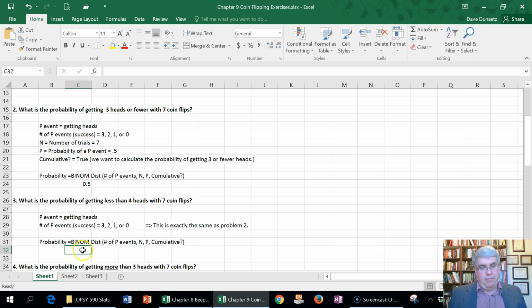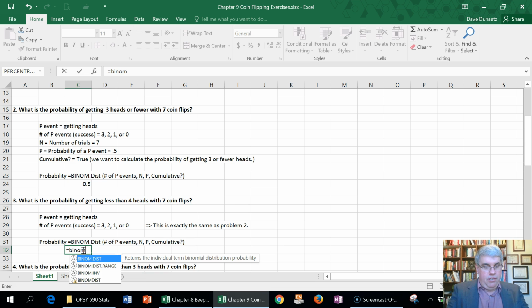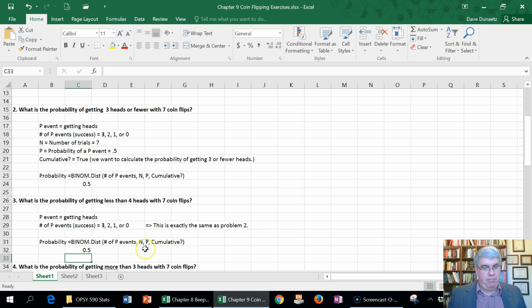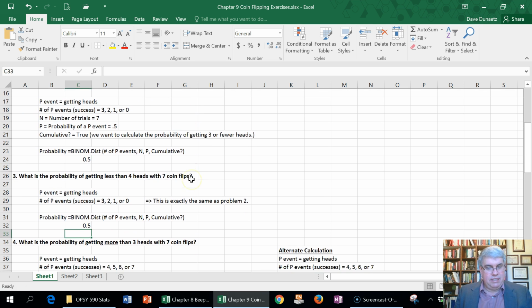So we would end up with the exact same formula, equals binom.dist. Then parentheses, we put the 4 arguments. The number of P events is 3. N is 7. P is 0.5. And cumulative is true. Press enter. And we get 50% again. So 2 and 3 are actually the exact same problems, just to show you that less than 4 is the same as 3 or fewer.